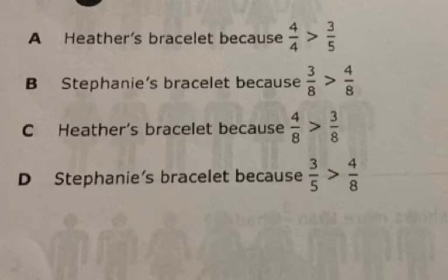So I'm going to multiply 3 times 8 and 4 times 8. So 3 times 8 gives me 24, and 8 times 4 gives me 32. Put in the same symbol. Is 24 greater than 32? No, that is not true. Then I'm going to test C. So Heather's bracelet is larger because 4 8s is greater than 3 8s.